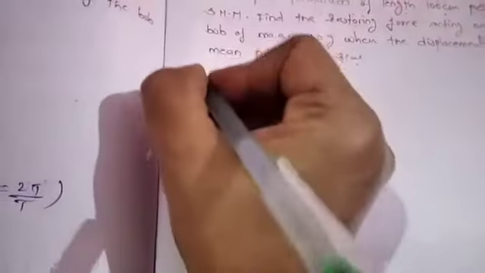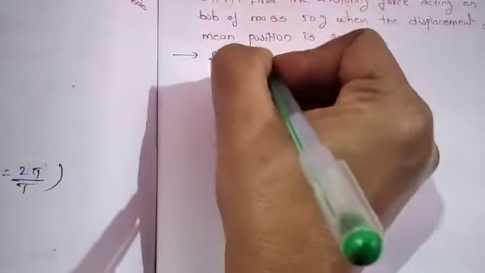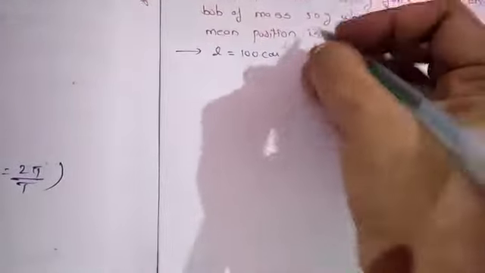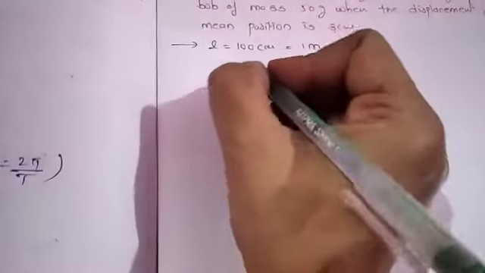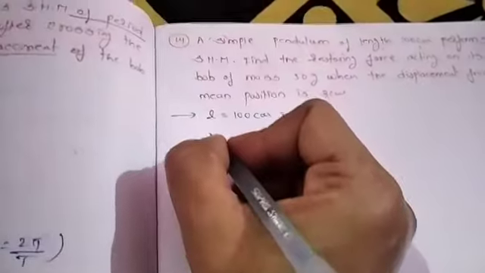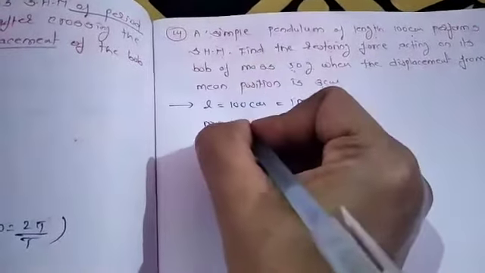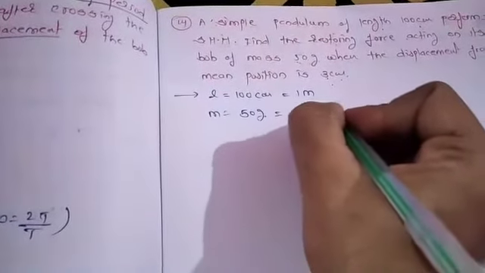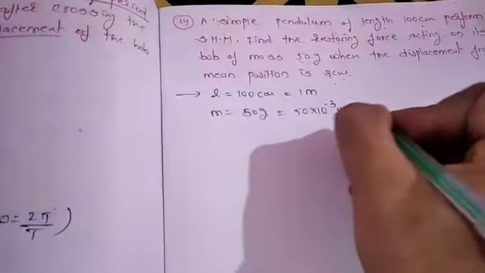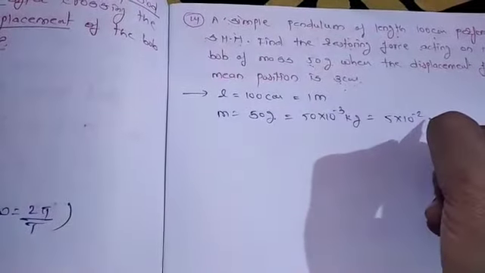So we'll write the given data. The length of the string is equal to 100 cm. We can write it in meter, it is 1 meter. Then the mass of the bob, m, is equal to 50 gram. We can write 50 into 10 to the power minus 3 kg, that is 5 into 10 to the power minus 2 kg.